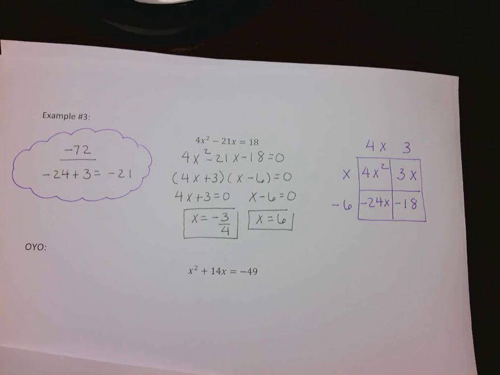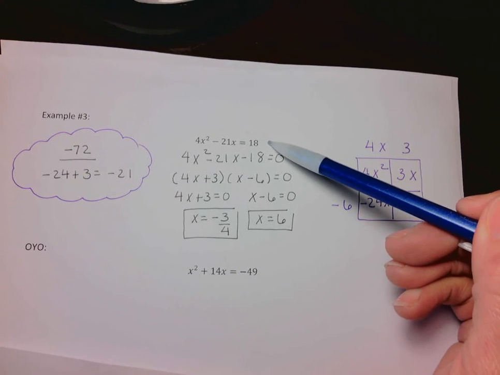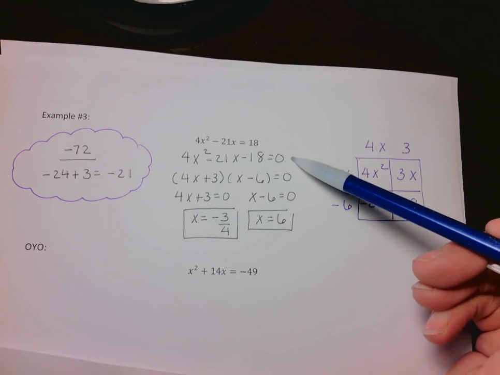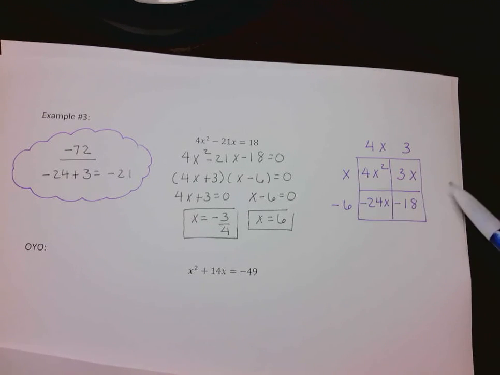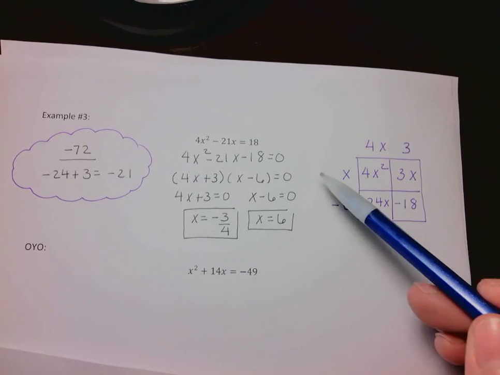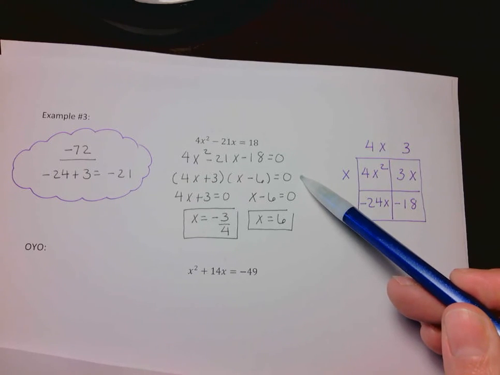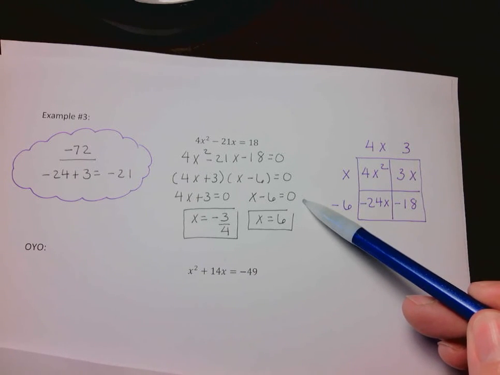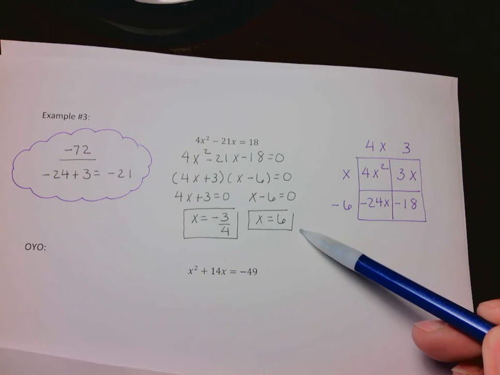And finally, example number 3. This is not any different than what we were just doing. The only thing that's different here is you have to set the equation equal to 0. You cannot begin to factor this until you set the equation equal to 0. Then, once you set the equation equal to 0, here I have to use the box method to factor. I get my factors, I set them both equal to 0, and then I solve for the possible values for the variable.